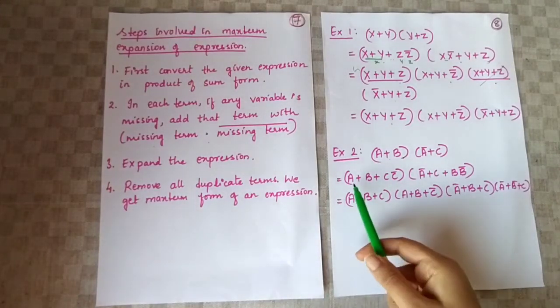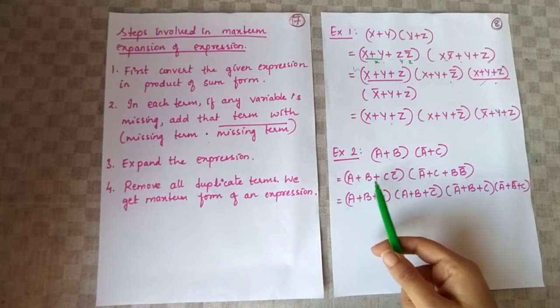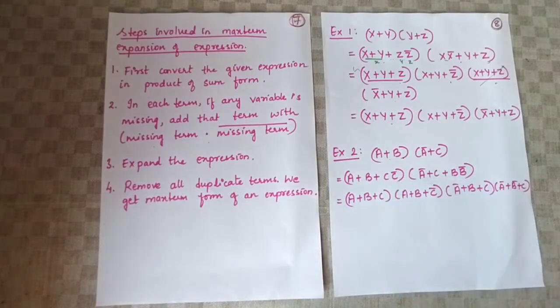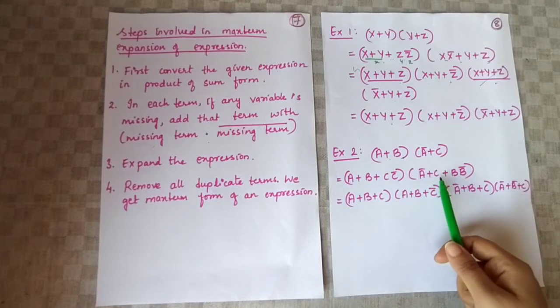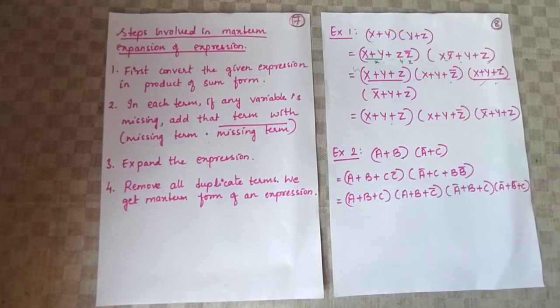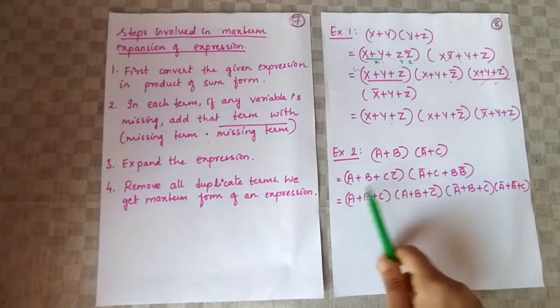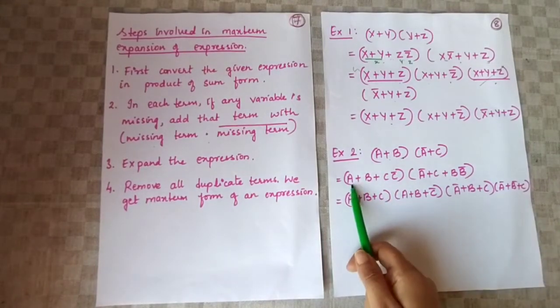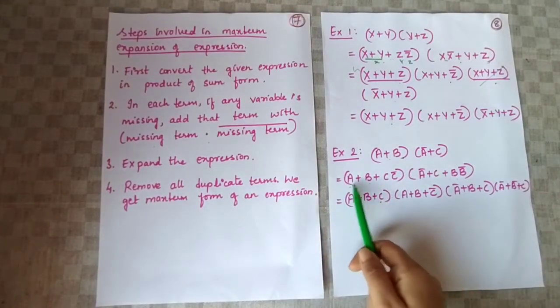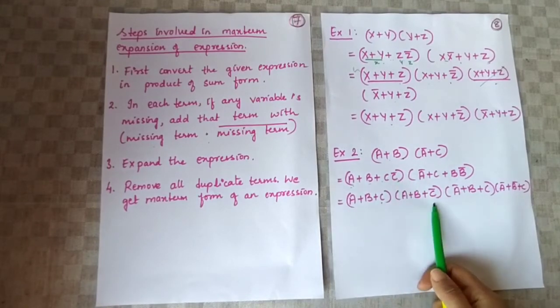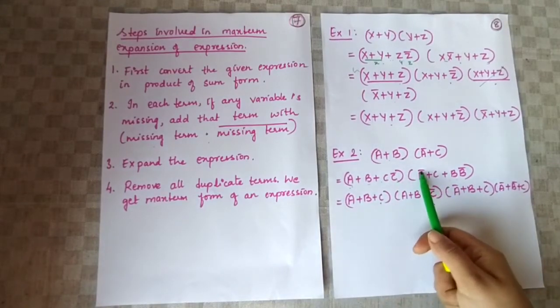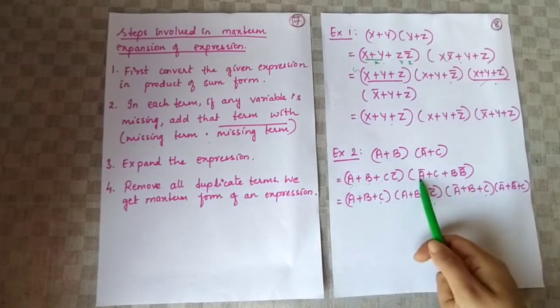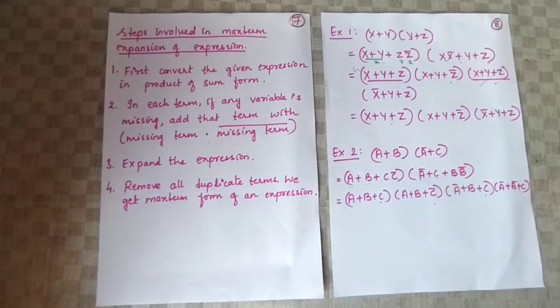So how do we add? I say a plus b plus c into c complement. Then a complement plus c plus b into b complement. Now again we have to apply the distributive law. So it says a plus b plus c, a plus b plus c complement. Similarly, a complement plus b plus c, a complement plus b complement plus c.